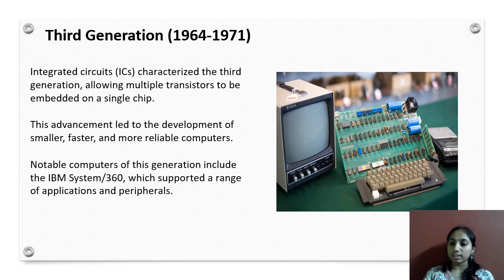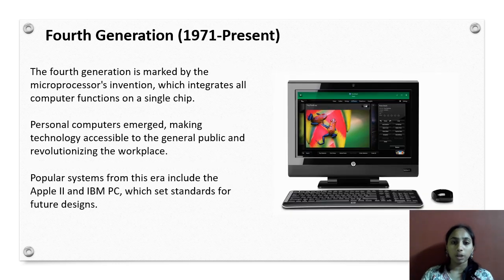And we will move on to the next slide, that is the fourth generation of the computers, present from 1971. The fourth generation is marked by the invention of the microprocessor, which integrates all the computer functions on a single chip. Personal computers emerged, making technology accessible to the general public and revolutionizing the workplace. Popular systems of this era include the Apple II and the IBM PCs, which set the standards for future designs. These are the information about the fourth generation computers, which are present from 1971.